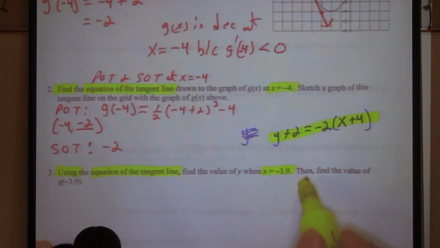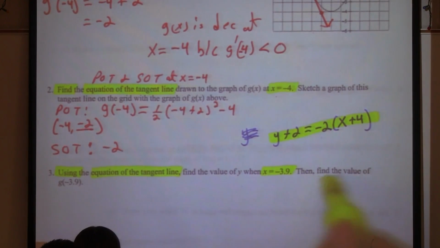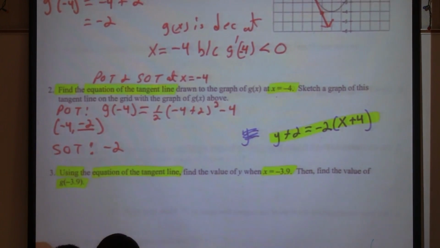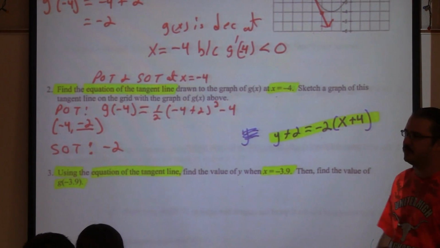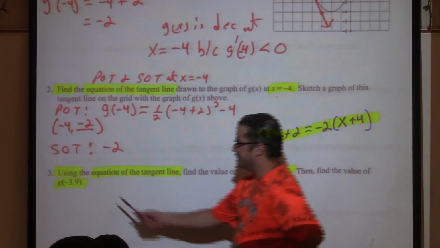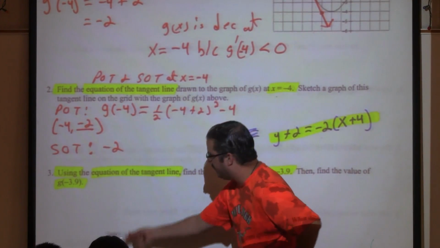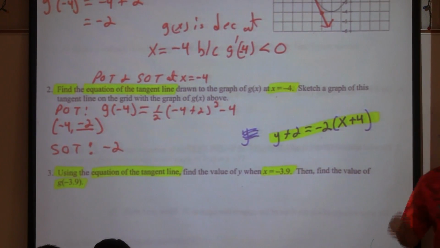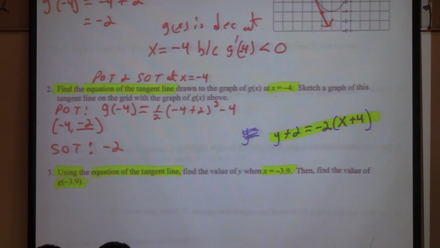The second thing they want you to do is what? Then find the value of g of negative 3.9. So is that the same thing, or does that mean to put it somewhere else? Put it somewhere else. Where? To the original function. Okay, so I want you to work out both of them. One here, and I'm going to send you the file right now, and you can respond on your calculator. Okay? Got it? All right.